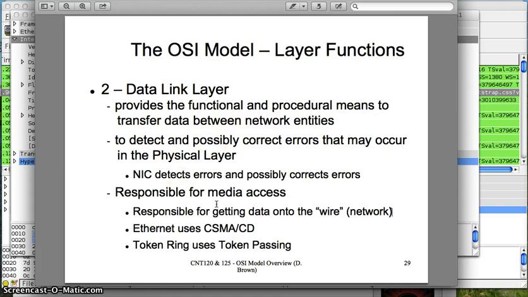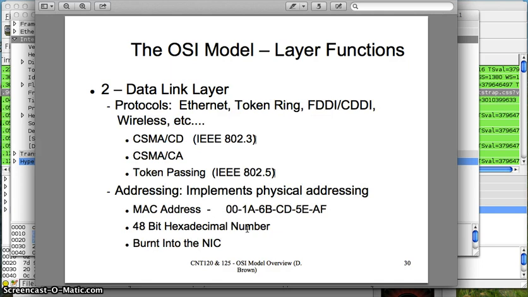So this is responsible for media access, getting the data onto the wire. Things like Ethernet use CSMA/CD, which we'll talk about soon. Carrier sense multiple access with collision detect. That's a way for Ethernet to look for a gap on the network and send the data on the network. Protocols and things, this is mainly Ethernet that's occurring here. Access methods, that sort of thing.